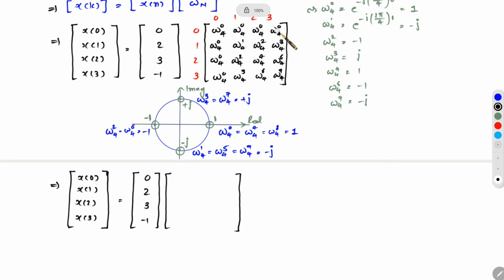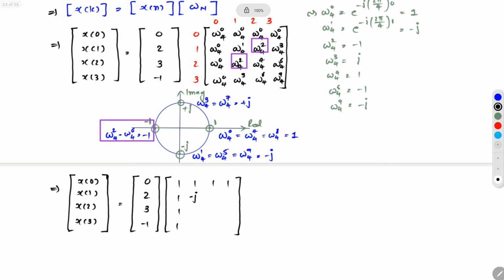See, W4 to the power 0, that is 1. So here we have value 1, you can observe. Right. Now see, W4 to the power 1 is there, and that is minus j. So W4 to the power 1, that is minus j over here. Right. Now if you observe W4 to the power 2, that is minus 1. So here we have minus 1. Then W4 to the power 3 is available here, and that is plus j. So here we have plus j, you can observe.